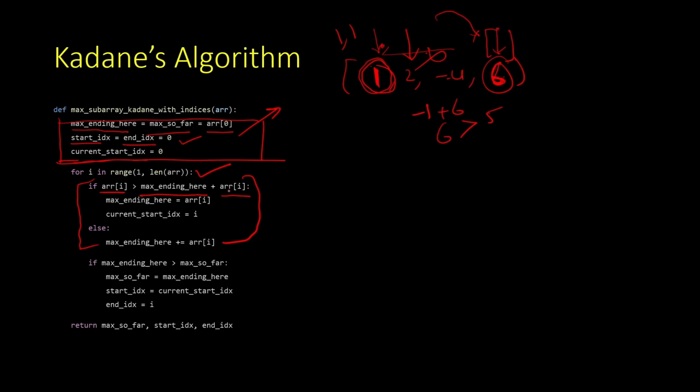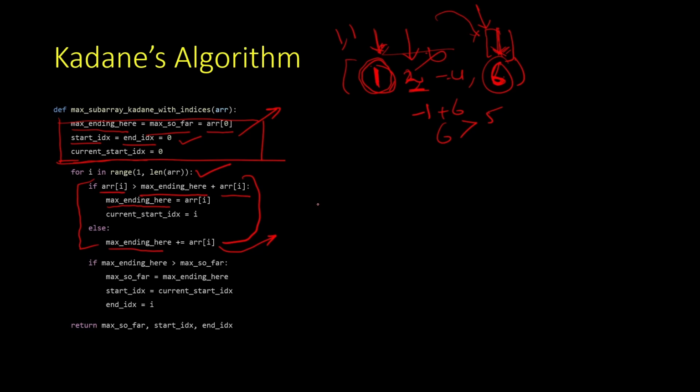So I'm saying if this is the case, I will be updating max ending here. So my max ending would be here, and my current start index, which used to be here, now will be starting from here. If this is not the case, for example, after 1, we are visiting 2. There we want 2 in our subarray. So then we will be coming to this particular else condition. Then what will we do?